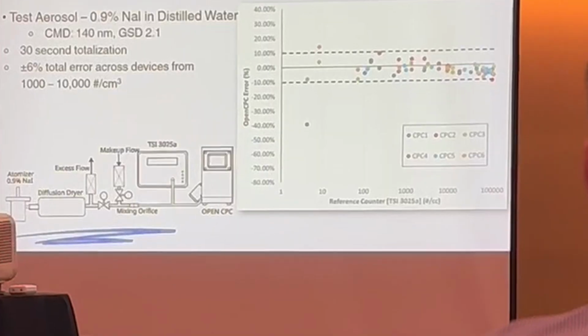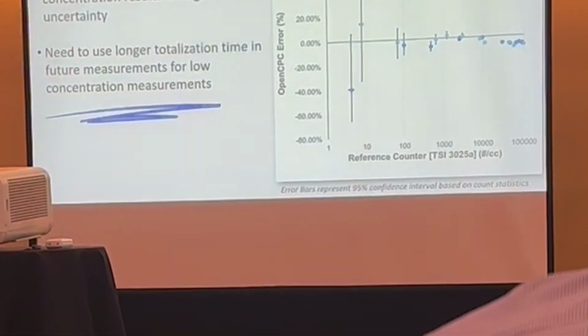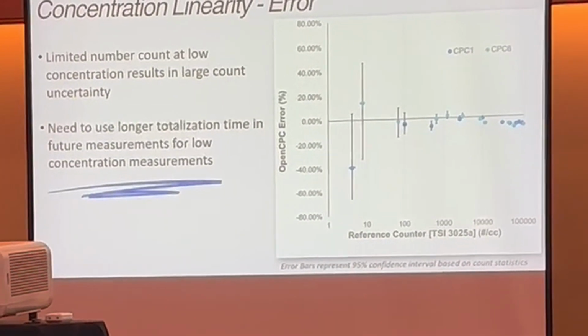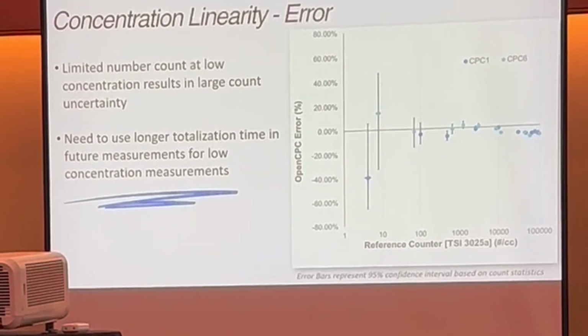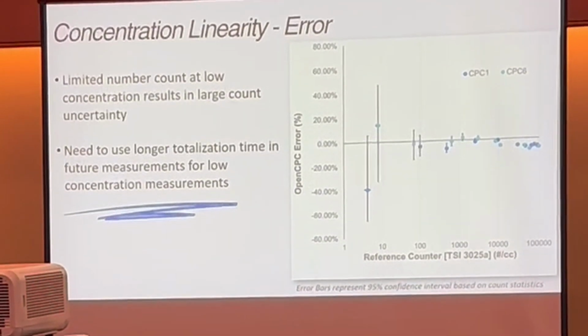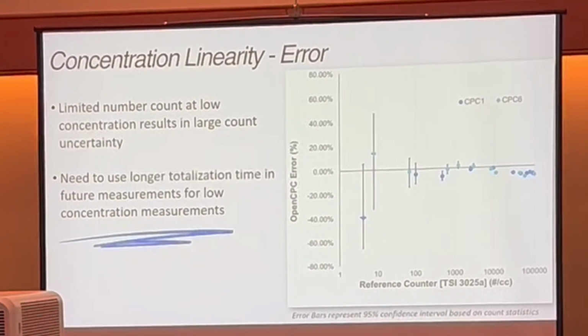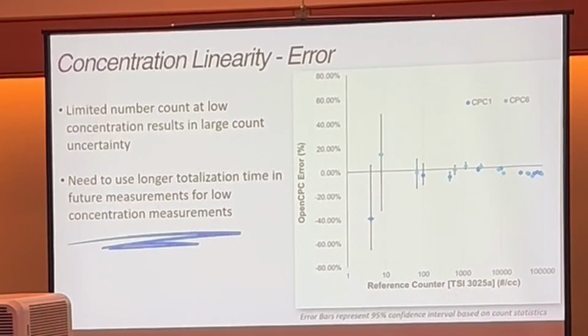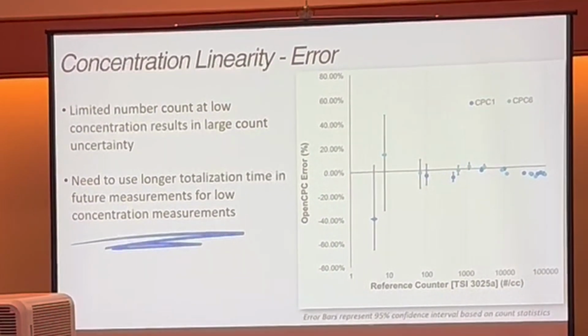And so we'll talk a little bit on the low end first. What's going on there? We made a mistake. We totalized for 30 seconds in all of these experiments. And as we heard in an earlier talk, random error associated with count statistics really dominates. And so we just have very few counts in the low bins. Those error bars represent the count statistics, the 95% count interval based on those count statistics.